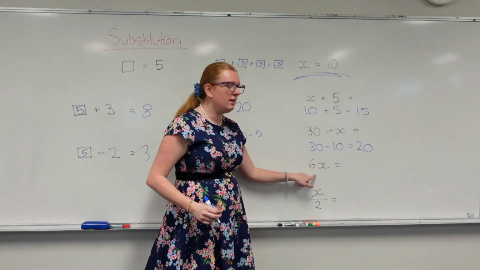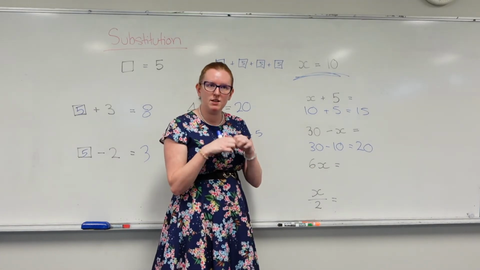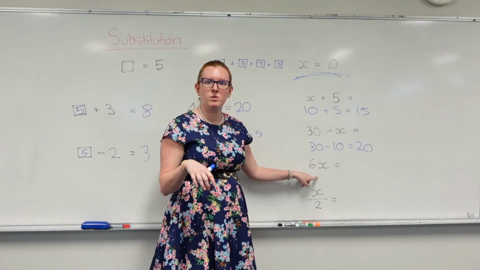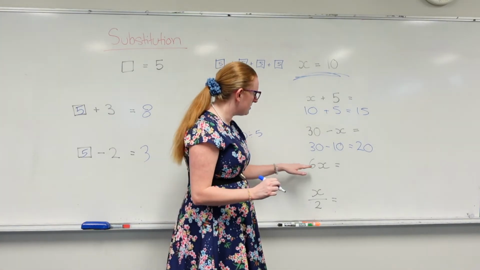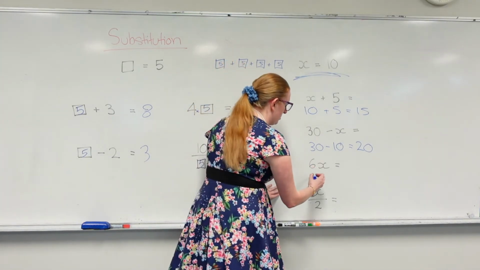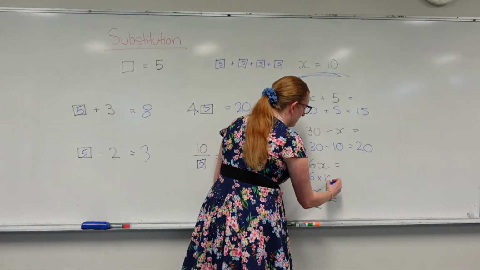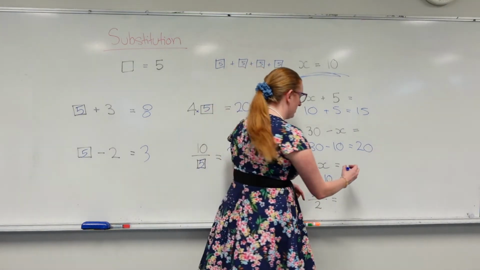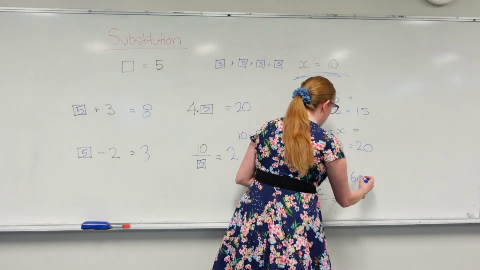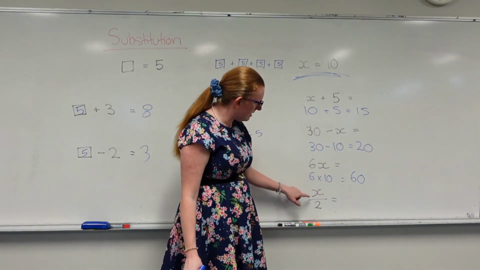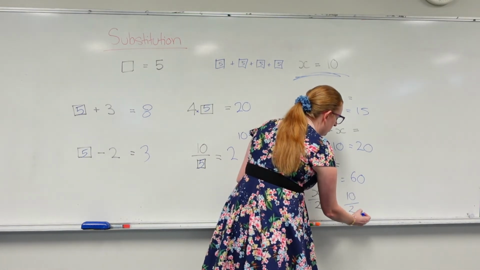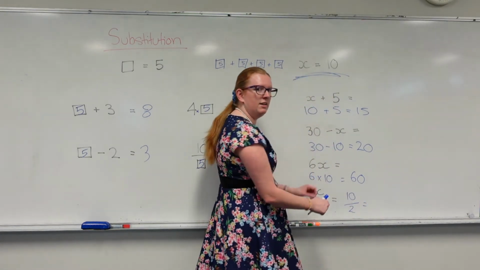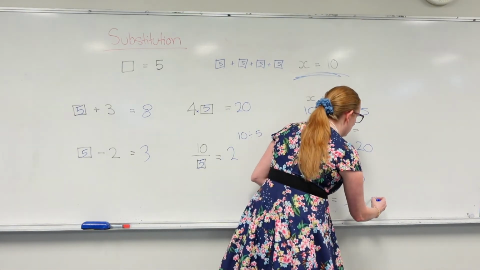Now remember here, they're smooshed together, there's no symbol going on in between them, they're married together, which means they're multiplied. So 6 times x means 6 times 10. So 6 tens are 60. And then this one here means x divided by 2, so it's 10 divided by 2. So how many 2s go into 10? 5. There we go.